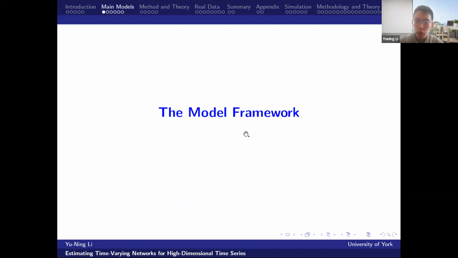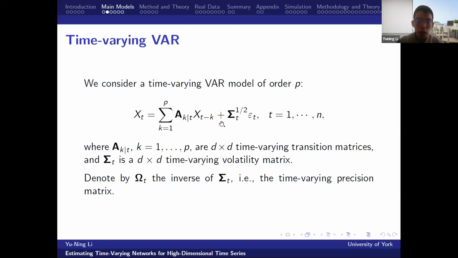Next I'm going to show the model framework. This is the model we use in our paper. A little different from the equation I showed in the previous slide is that now there's a subscript t for the transition matrix, which means this matrix will evolve over time. Also the covariance matrix has a subscript t, so that means the volatility matrix will also change over time.